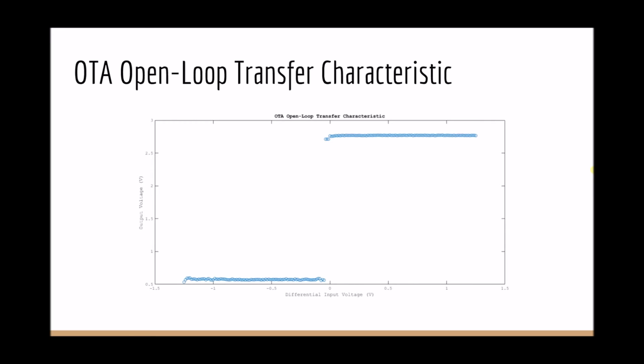The negative input was held at 1.25 volts for the sake of symmetry. The plot is shown versus differential input voltage. As expected, we see a very high gain with differential input near zero. As the input increased, the output saturated to VDD or fell near ground.